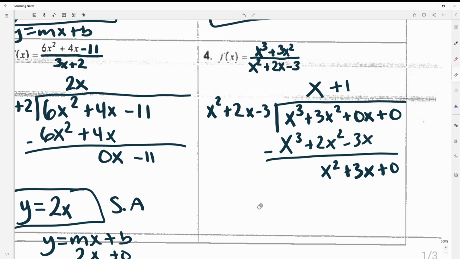This is just my scratch work off to the side. Now I'm repeating the same process. I'm going to take the 1 and multiply it by the x squared. I'm going to do it again, but multiply it to the 2x. And then I am going to do that again to just the negative 3. That's basically it. I don't really have to do the rest, because I know I'm going to have a remainder for sure. 3 minus 2 is 1x. 0 minus negative 3 is plus 3.